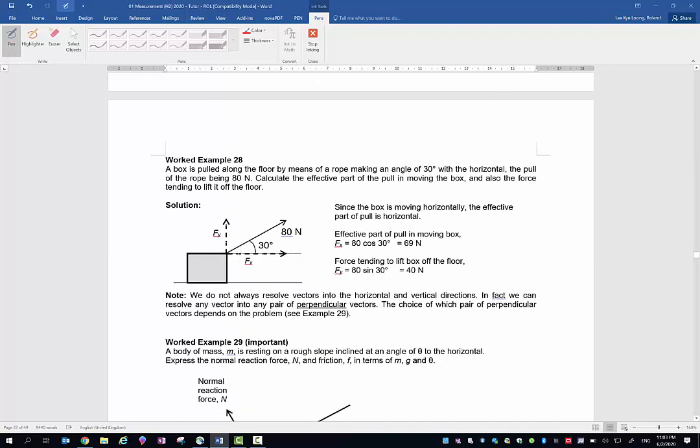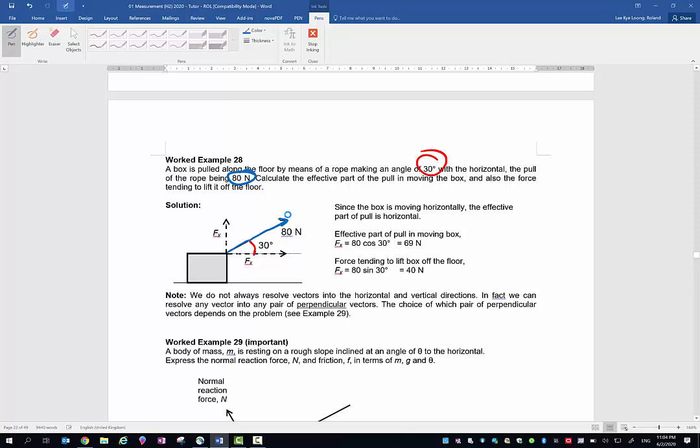Worked example 28. A box is pulled along the floor by means of a rope making an angle of 30 degrees. So this 30 degrees is here, 30 degrees with the horizontal. The pull of the rope is 80 Newton. So this is the 80 Newton there.